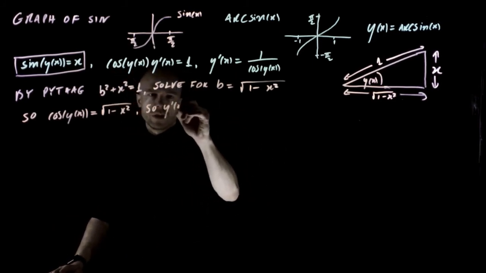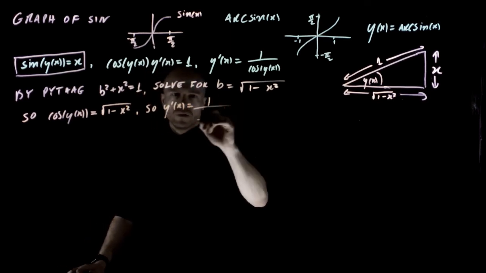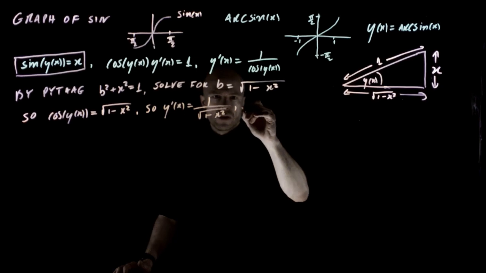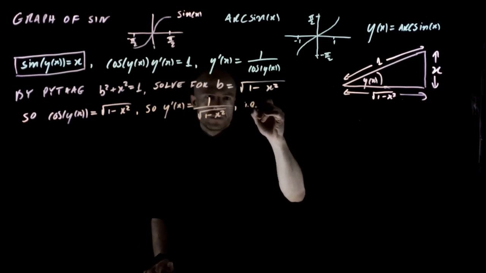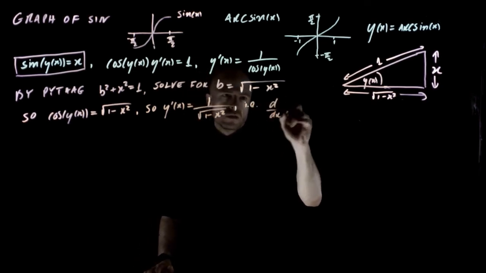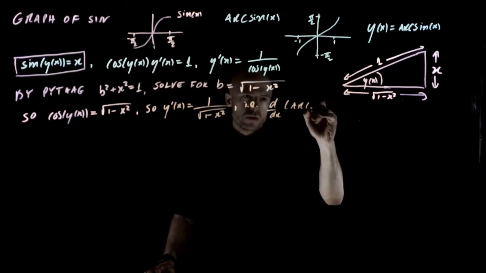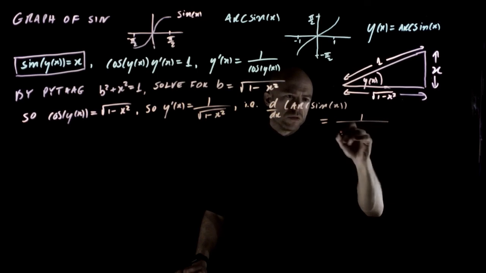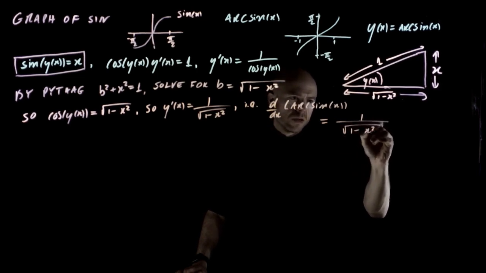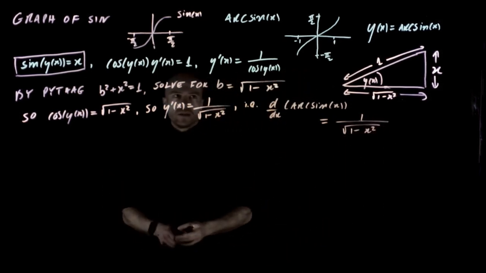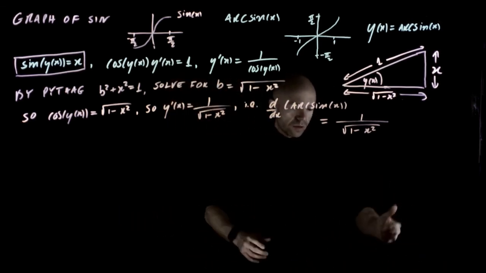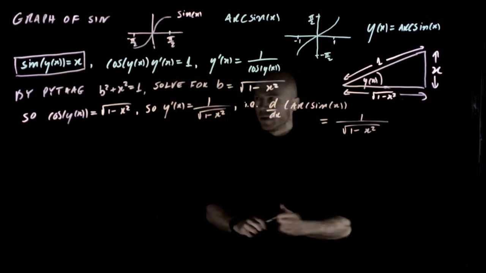So y prime of x equals 1 over the square root of 1 minus x squared, i.e. we have our answer. d by dx of arc sine x is equal to 1 over the square root of 1 minus x squared. That's it. Okay. So that's one of these guys. Let's do another.